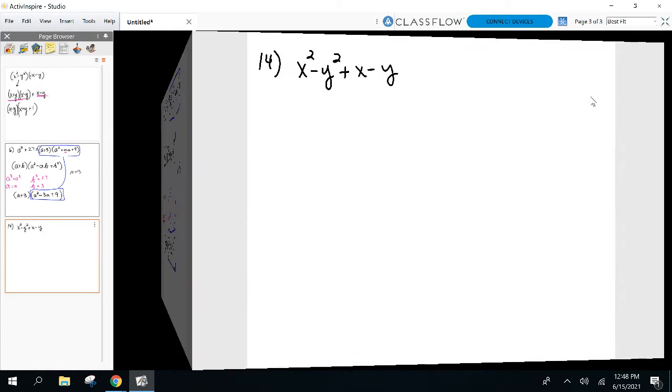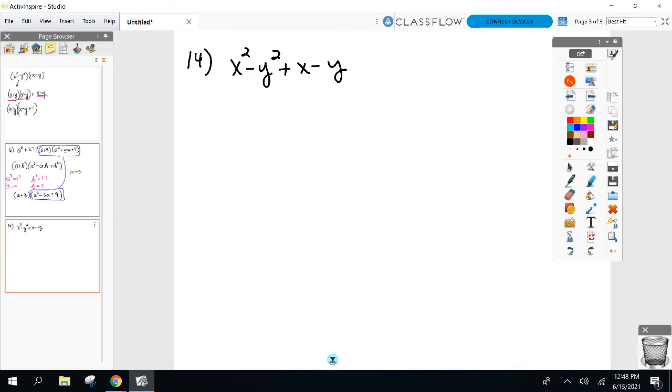For number 14, I got to use the grouping method. And if you do group the first two right away and the last two, you may think I can't take out a GCF. And you're correct, I can't. So I showed you guys in class, well, maybe you guys want to reorder it. So what if I reorder it: x squared plus x minus y squared minus y?